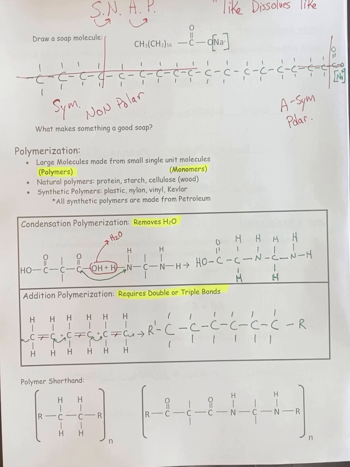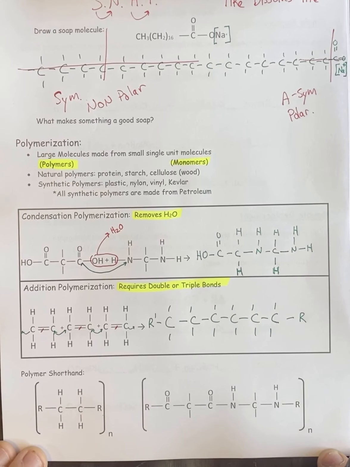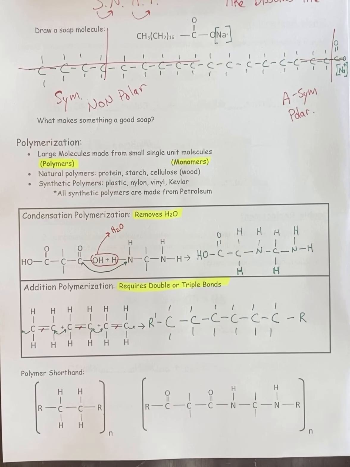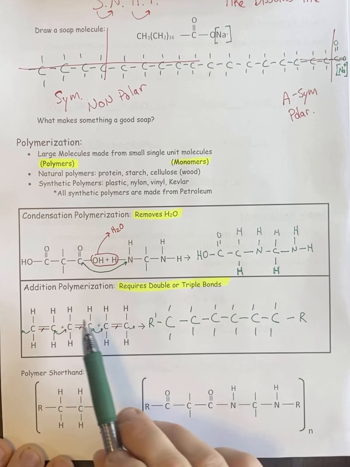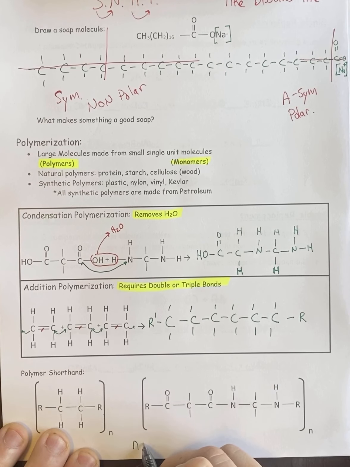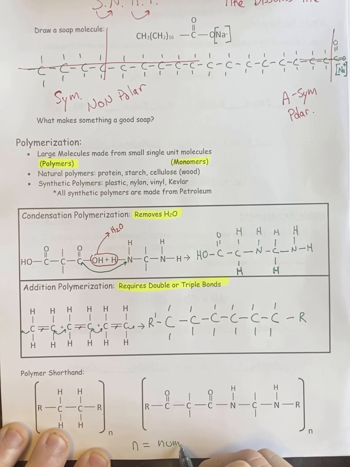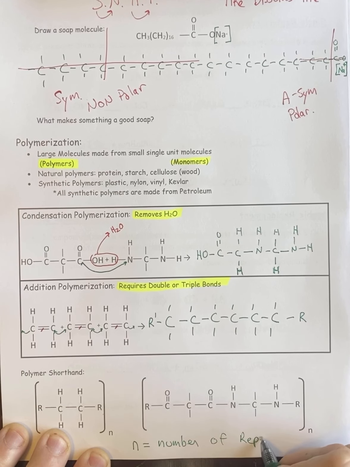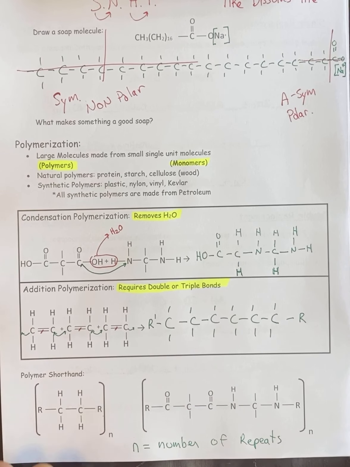And now, how do you draw them? How do you shorthand and draw these molecules? It's simple. You take the repeating pattern, the pattern that repeats most frequently, right? Or the smallest repeating pattern you can find. In this bottom case, it's this, and in the top case, it's this, right? And then you just put an N outside, and the N is the number of times it repeats. So that's how you do polymers.